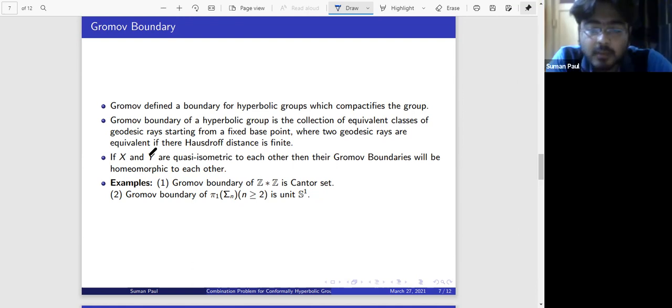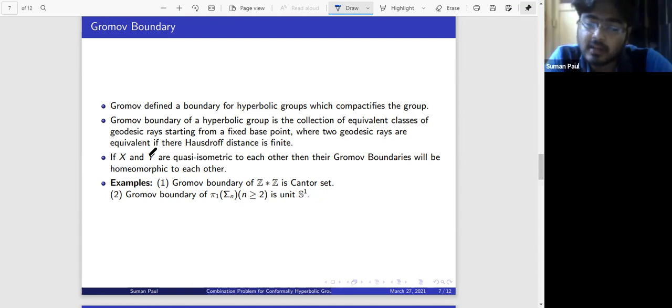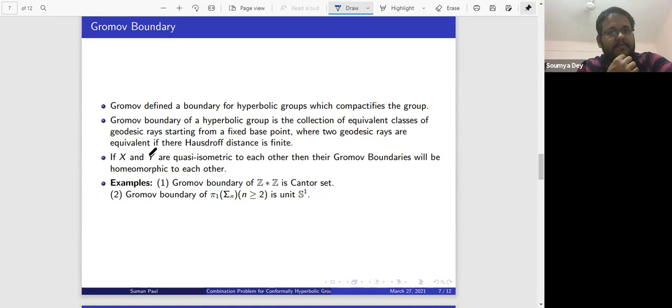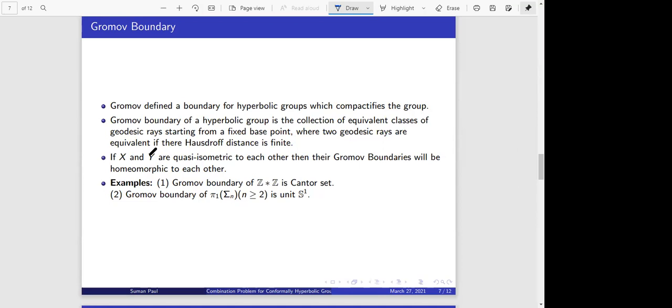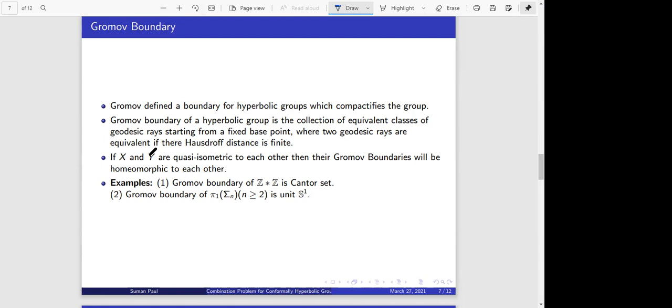You are saying the converse. If X and Y are hyperbolic metric spaces and their Gromov boundaries are homeomorphic, is there any relation between X and Y? Yes, exactly. No. For example, you can take the punctured torus, right? Something like that. Is the punctured torus quasi-isometric to the upper half plane?